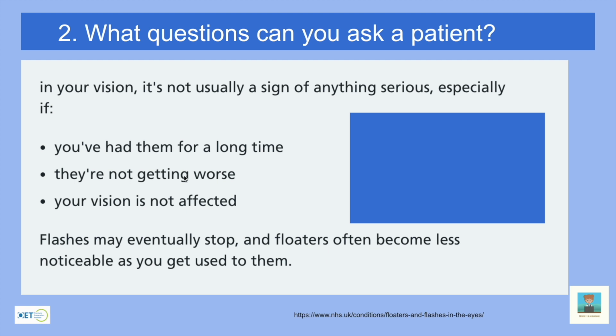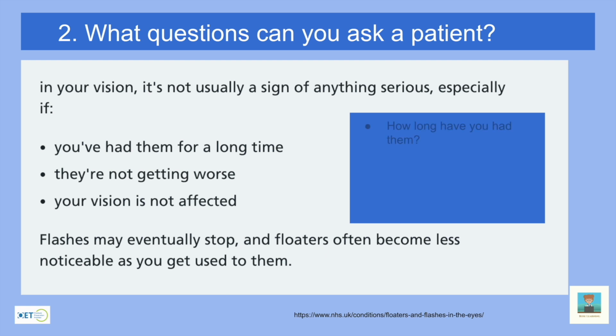So these are 3 things that you need to check with your patient to make sure that this is something that's either normal for them or something that isn't getting any worse. So what questions can you ask a patient in order to find these answers out and therefore then advise them? What about the first one? How can you ask them this first question?